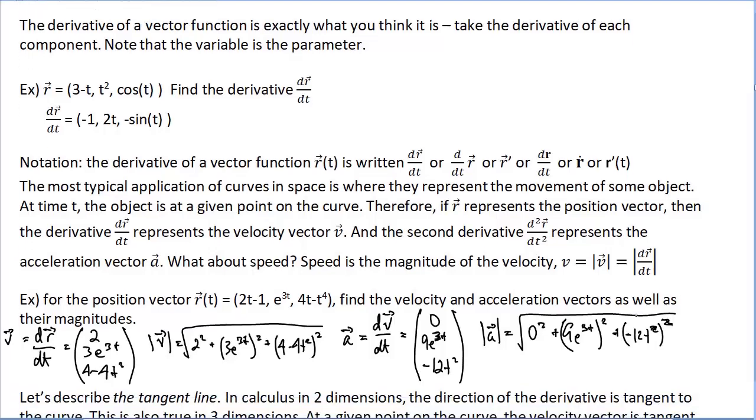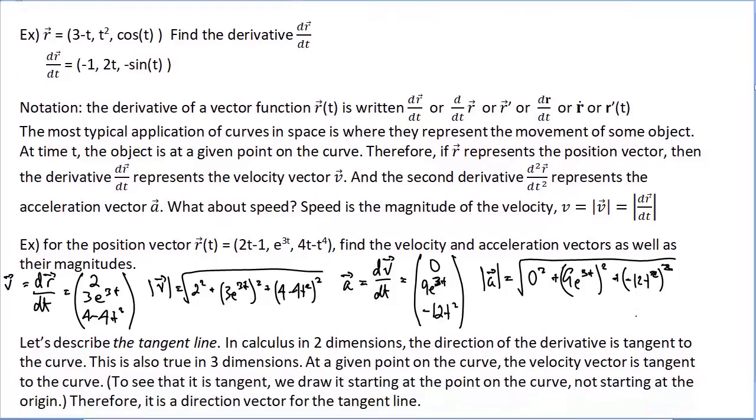Another application. Let's talk about the tangent line. So what we've previously seen is that in calculus in 2 dimensions, the direction of the derivative is tangent to the curve. This continues to be true in 3 dimensions. In fact, it's true in any number of dimensions. So at a given point on the curve, the velocity vector is tangent to the curve.